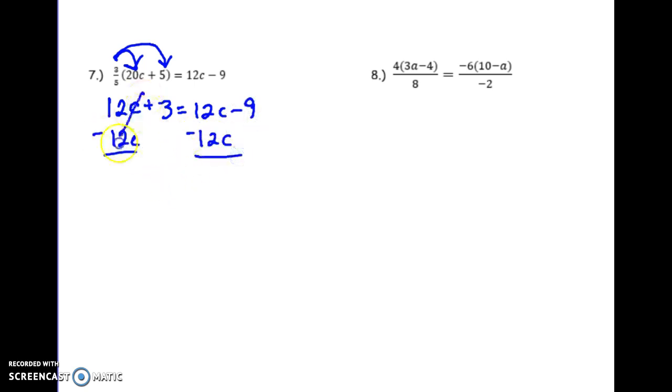Okay, moving on. Now I've got a 3/5 times 20c. This is actually a nice fraction. This becomes 60/5, which is actually 12c. Okay, 12c, and 3/5 times 5 is 15/5, which is really 3. 12c plus 3 equals 12c minus 9. Okay, I'm going to subtract 12c from both sides. And when I do that, I end up with, canceling out on both sides, 3 is equal to -9. That's a false statement, so we know we have no solution.